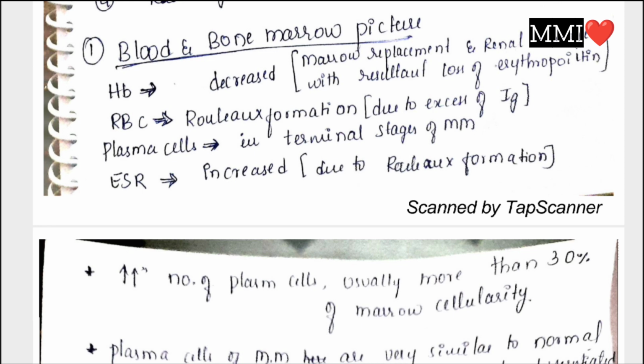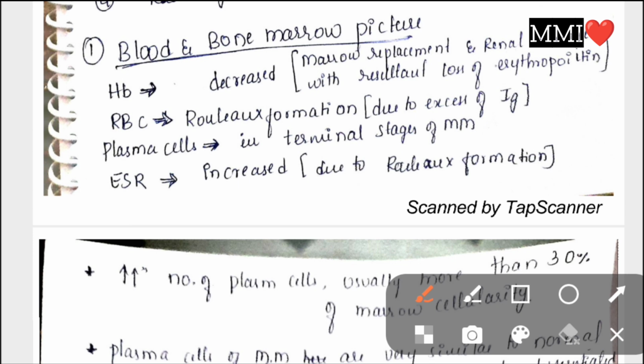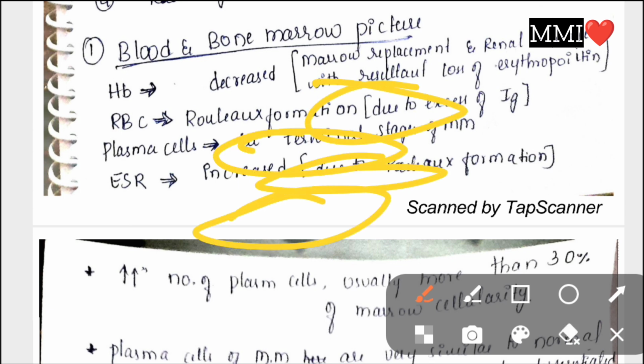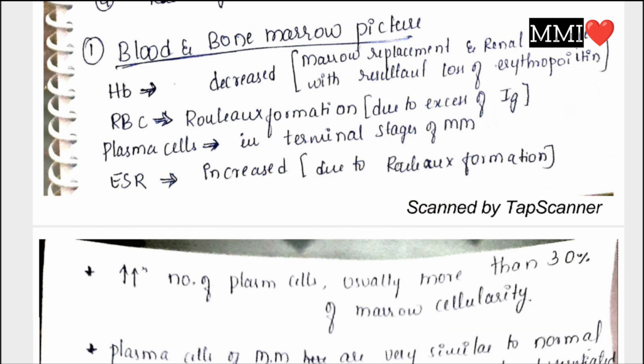What is Rouleaux formation? The RBCs are stacked up, and there is Rouleaux formation due to the excess of immunoglobulin. Rouleaux formation means this: RBCs will be stacked one upon another. They will be stacked like this. This is Rouleaux formation. Next is plasma cells in the terminal stage of multiple myeloma.